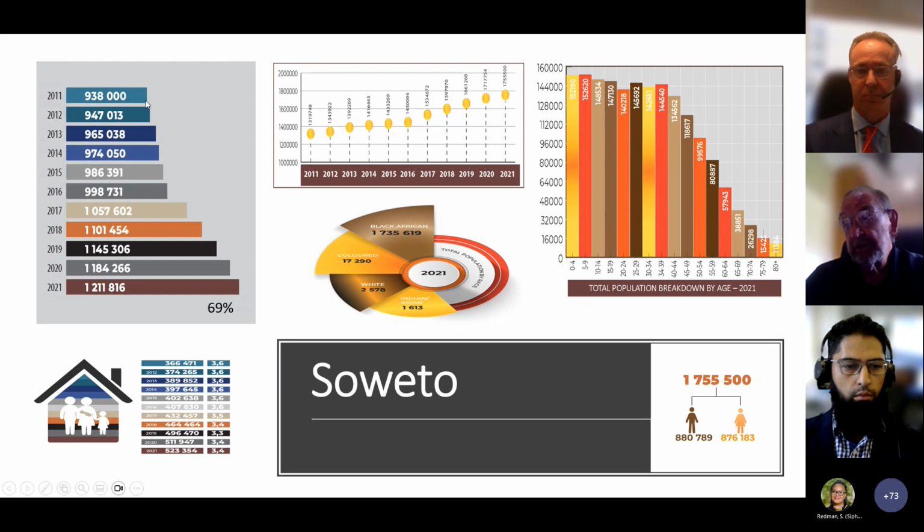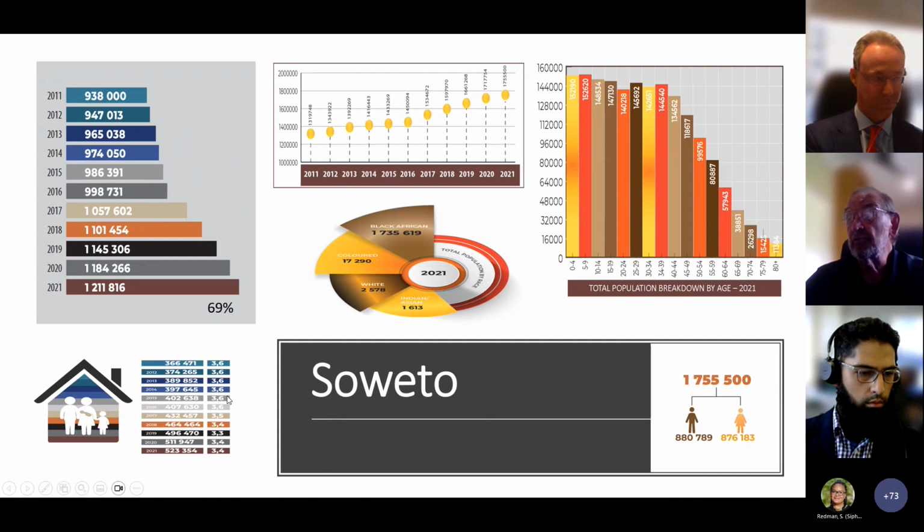In terms of economically active population, about 69% of the population of Soweto is economically active adults. And of course, there's been some steady growth over the years in terms of that economic activity. In terms of household sizes, it's remained constant at around 3.6 down to 3.4 in recent years, and the gender split is pretty much on par.